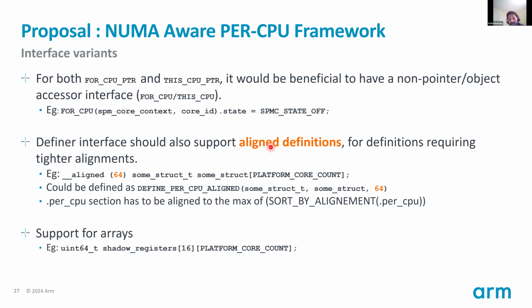If certain objects require additional alignment, so that they have to be aligned on a 64-byte or cache line boundary or any kind of boundary for that matter, there could be interfaces which would support that. We would also need to take care of this in the linker script to make sure the sorting is all fine. But the idea is that we can have interfaces to support extra alignment or tighter alignments. Support for arrays of per-CPU objects: this is an example where you have 8-byte shadow registers, 16 of them for a particular CPU. This is also something that could be supported.